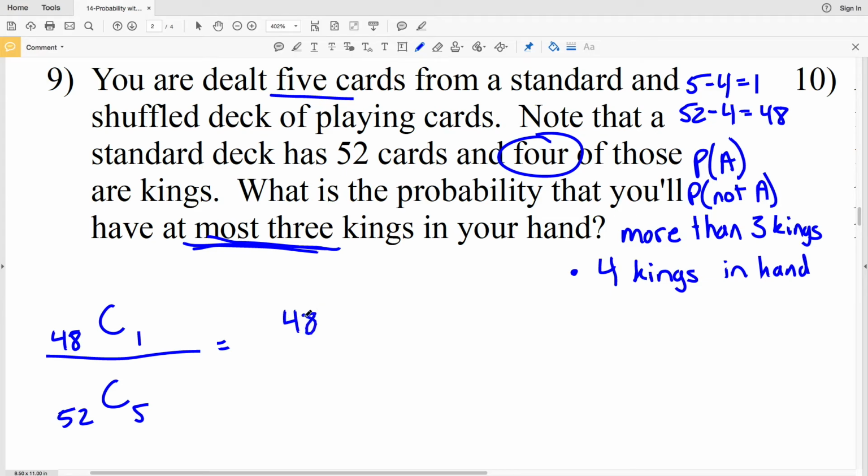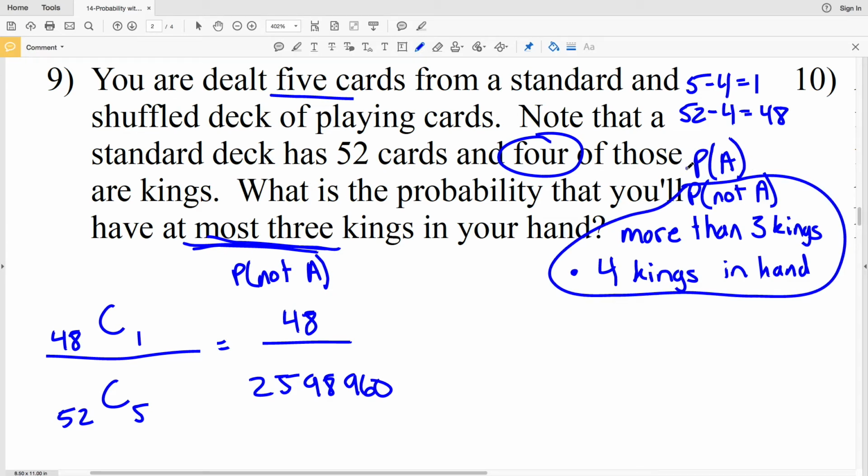That is 48 all over 2,598,960 different total combinations. Now this is P, the probability of not A, so having 4 kings in our hand. But we want to find the probability of A, that we will have at most 3 kings. So if we take 1 and subtract not A, we'll get the probability of A.